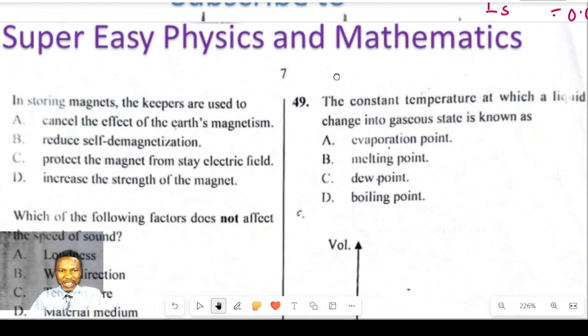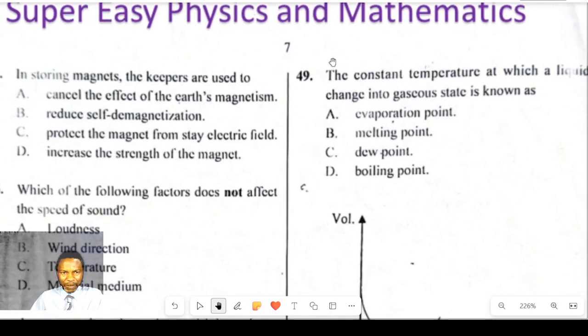Okay. Now, question number 44. In storing magnets, the keepers are used to what? Prevent self-demagnetization.